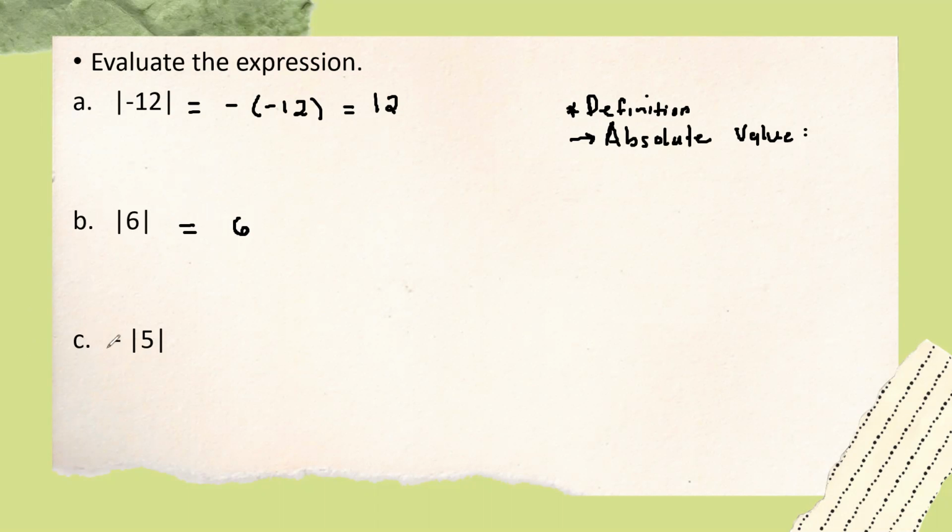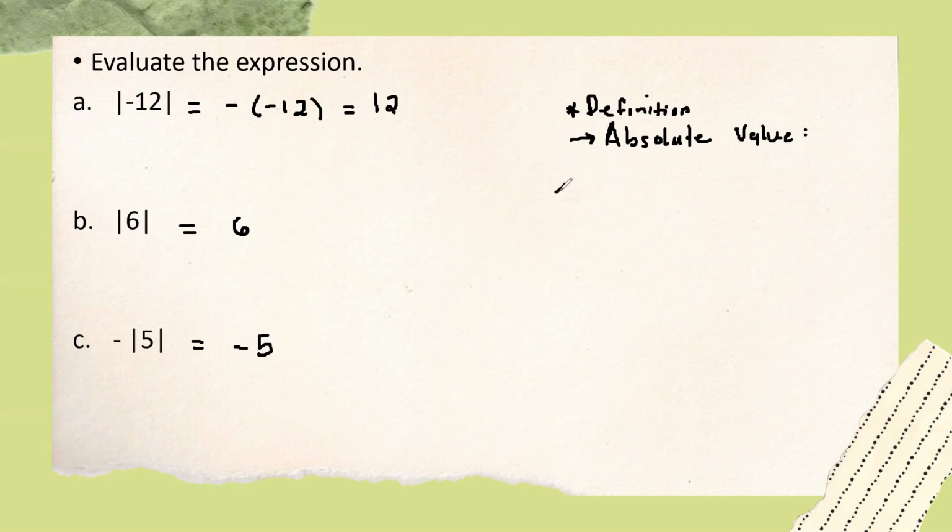For C, we have a negative times the absolute value of 5. The absolute value of +5 is going to be +5. But because we have a -1 out here, we're going to multiply it. So -1 times 5 is going to give us a negative.